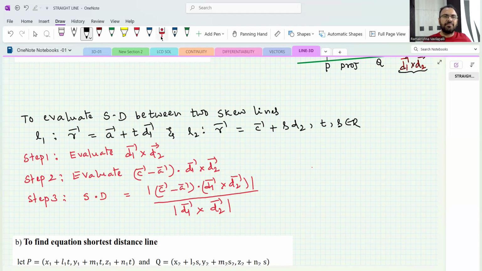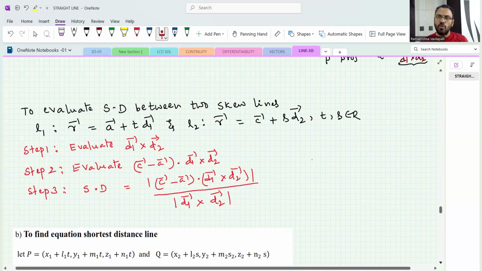L1 is a line, written in vector form, and L2 is a line, also written in vector form. Step 1: evaluate D1 bar cross D2 bar, that is the direction ratios vector. Next, step 2: evaluate C bar minus A bar dot D1 cross D2. C bar is a point on line L2 and A bar is a point on line L1. After that, SD is equal to the ratio of step 2 to the magnitude of step 1. So this is the shortest distance formula.